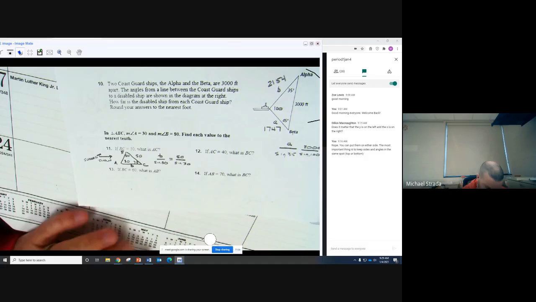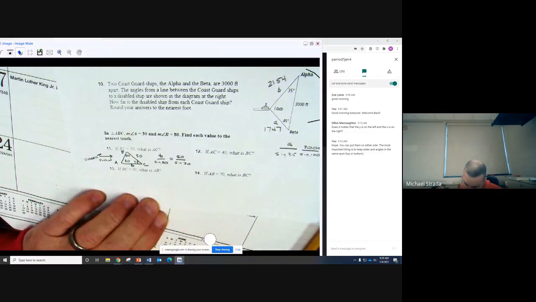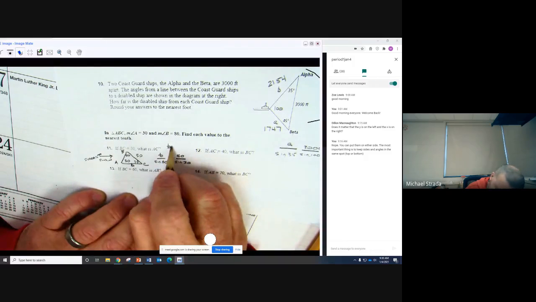Again, I'm going to cross multiply, so the 50 is going to be multiplied by sine 80. You'll do 50 sine 80, and then divide that by the sine of 30. And it says find each value to the nearest tenth place. So b equals 98.5.